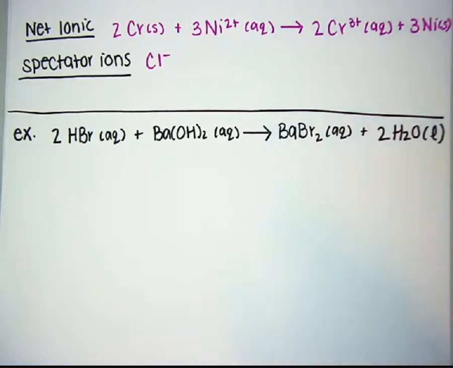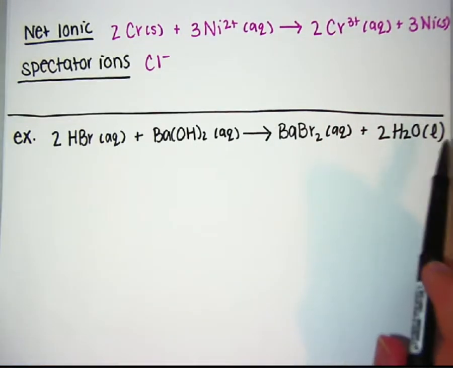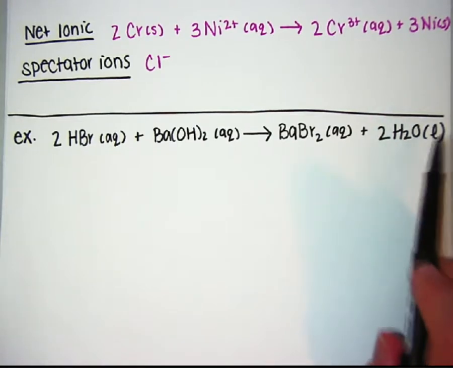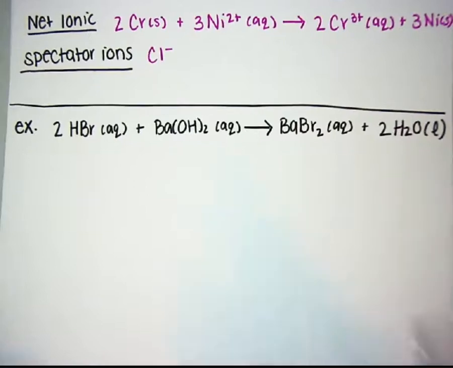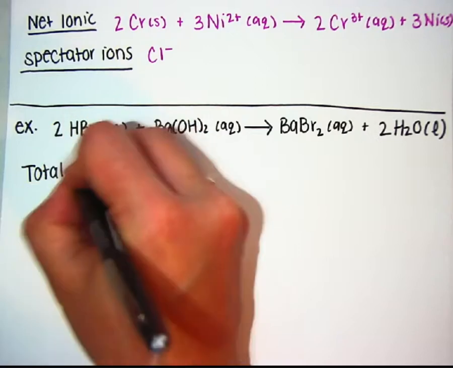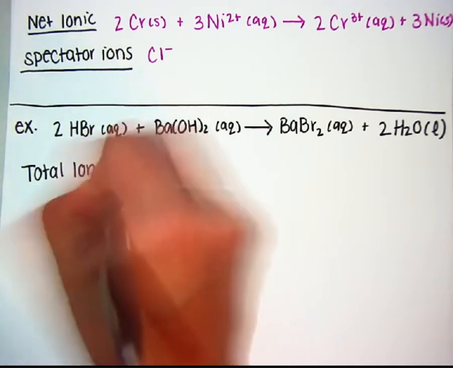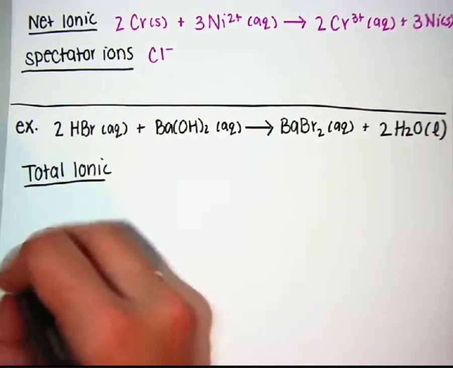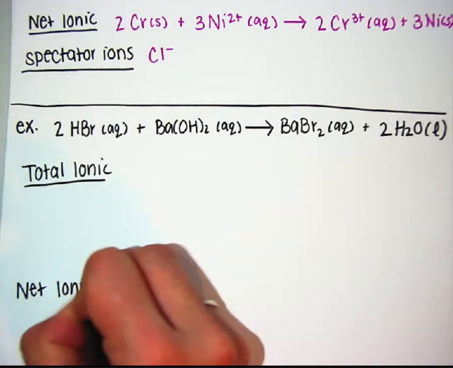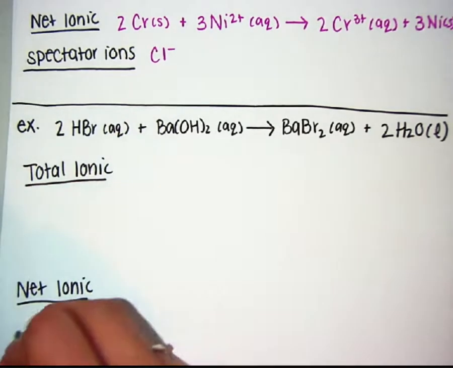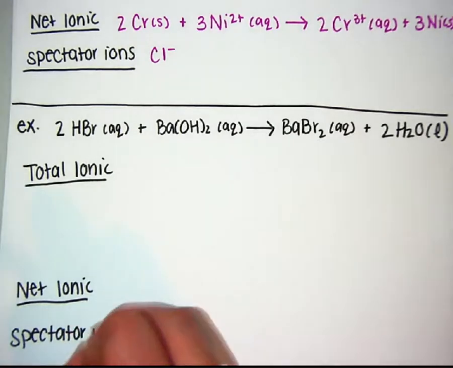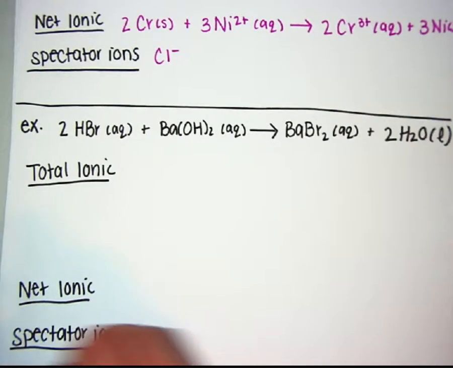And water is a liquid. That's probably where students get tripped up. You have to remember that water is a liquid. Same 3 questions. We'll start with the total ionic equation. We'll break that down to the net ionic equation, and we'll identify the spectator ions.